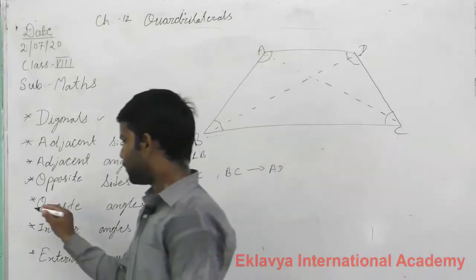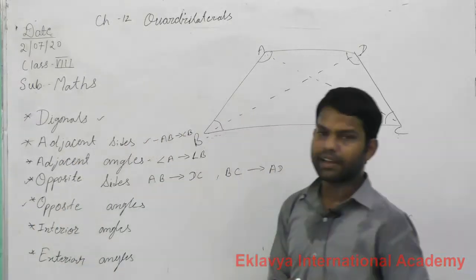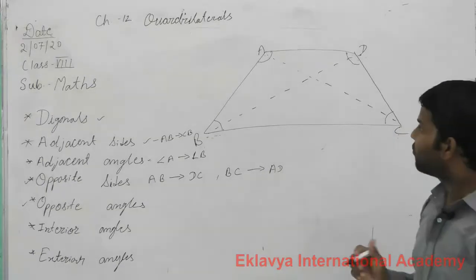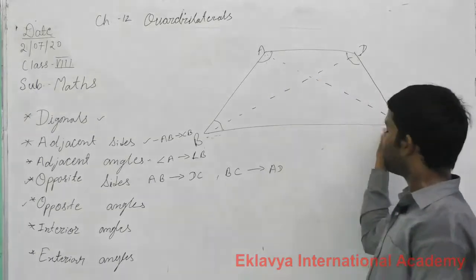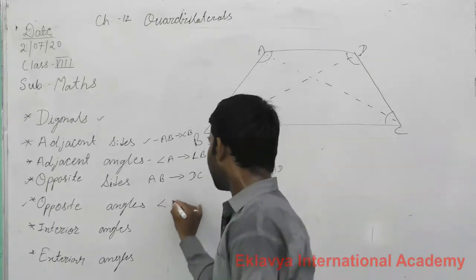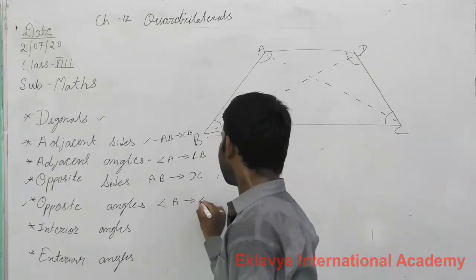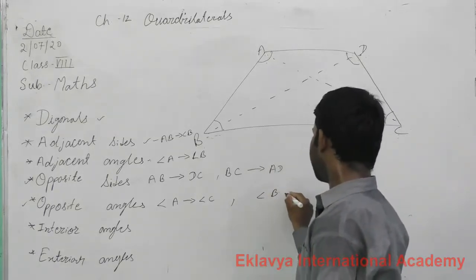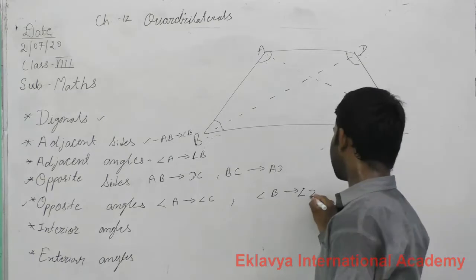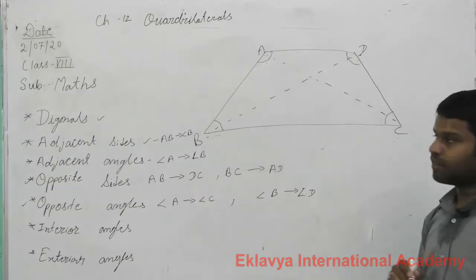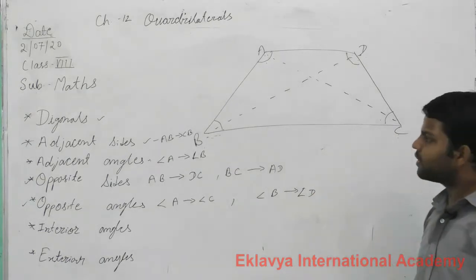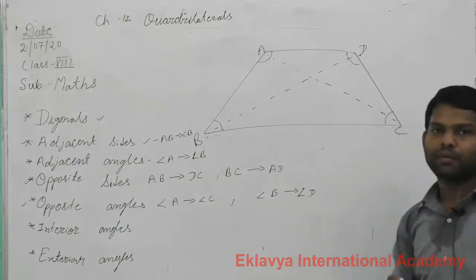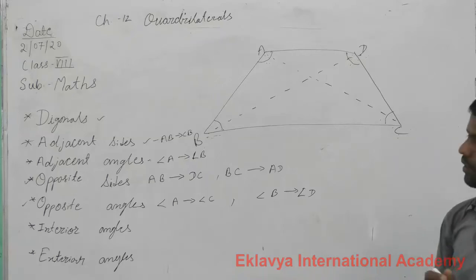Next point in this figure is opposite angles. In the quadrilateral we have two pairs of opposite angles. First pair is angle A is opposite of angle C. Then we write angle A is opposite angle of angle C and angle B is opposite angle of angle D. So here we define these opposite angles are angle B and angle D, angle A and angle C. These two pairs are opposite angles.